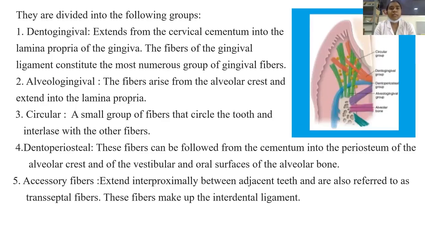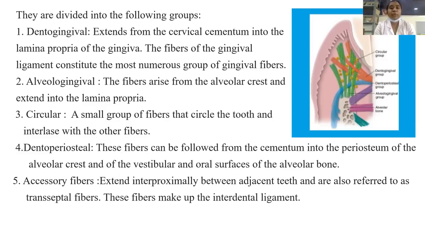Here it is divided into the following groups of fibers: dentogingival, alveolo-gingival, circular, dentoperiosteal, and transseptal fibers. In this picture, we can see the dentogingival fibers extending from the cervical cementum into the lamina propria of the gingiva. The fibers of the gingival ligament constitute the most numerous group of gingival fibers. Alveolo-gingival fibers arise from the alveolar crest and extend into the lamina propria.